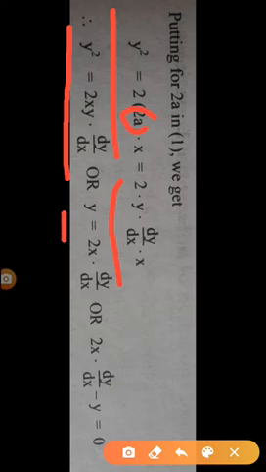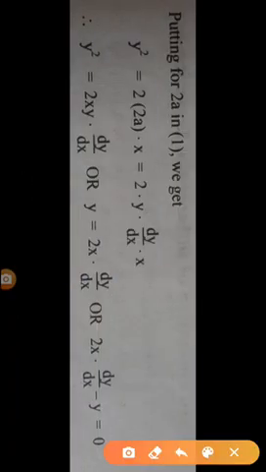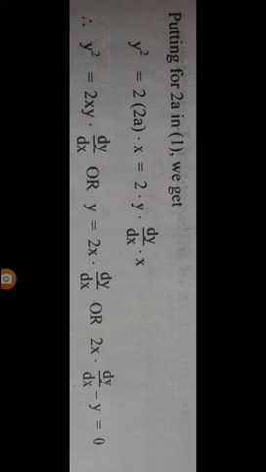or y is equal to 2x into dy by dx, or 2x into dy by dx minus y equals 0. And this is the required differential equation of the given relation. So this is one important example, and now we study another important example, that is this.